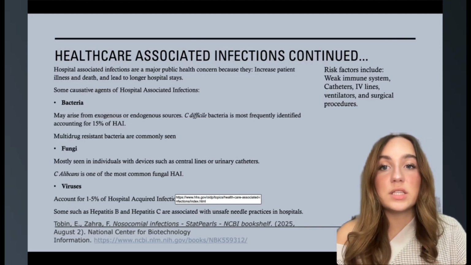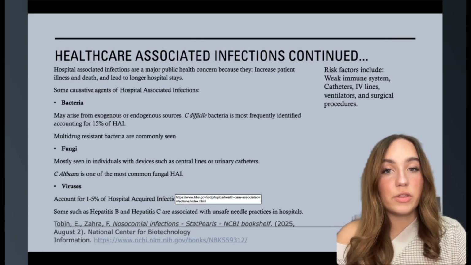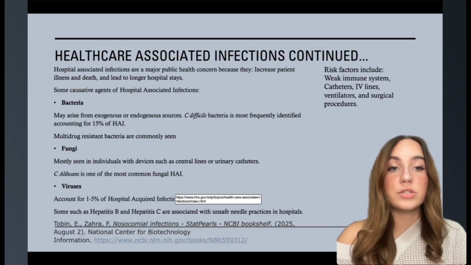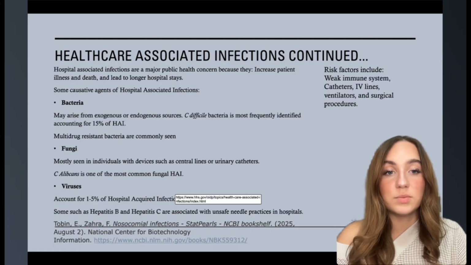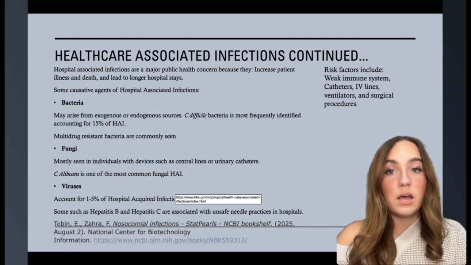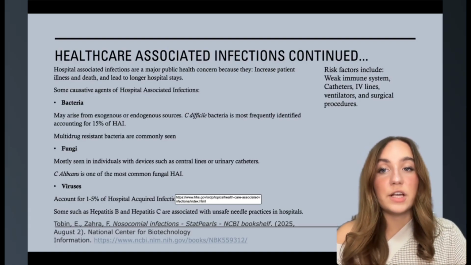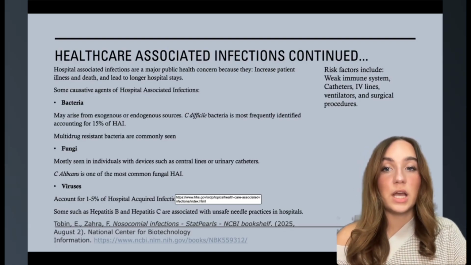Hospital-associated infections are considered to be a major health concern because they increase patient illness and death and also may lead to longer hospital stays. Some of the causative agents of hospital-associated infections would include bacteria.